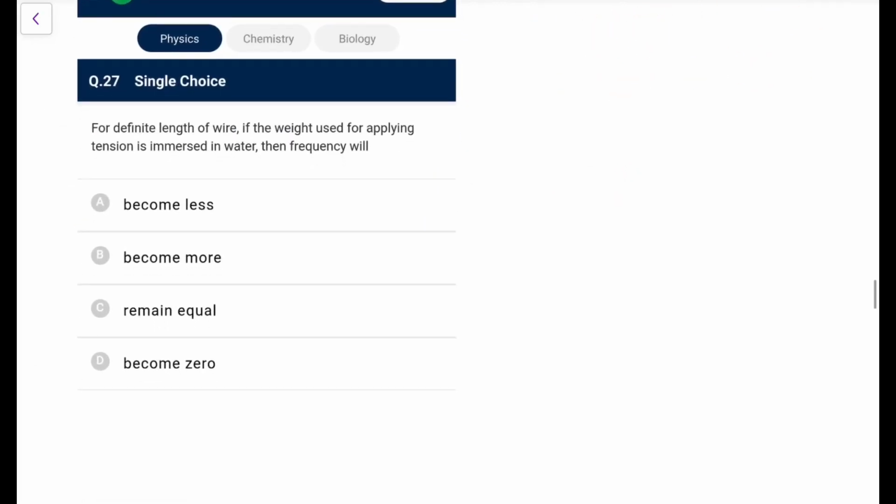Next, for a definite length of wire, if the weight used for applying tension is immersed in water, then the tension decreases because of what we used to call the buoyancy force. Tension decreases, speed decreases. So then definitely the fundamental frequency will also decrease for the wire. So it should become less.